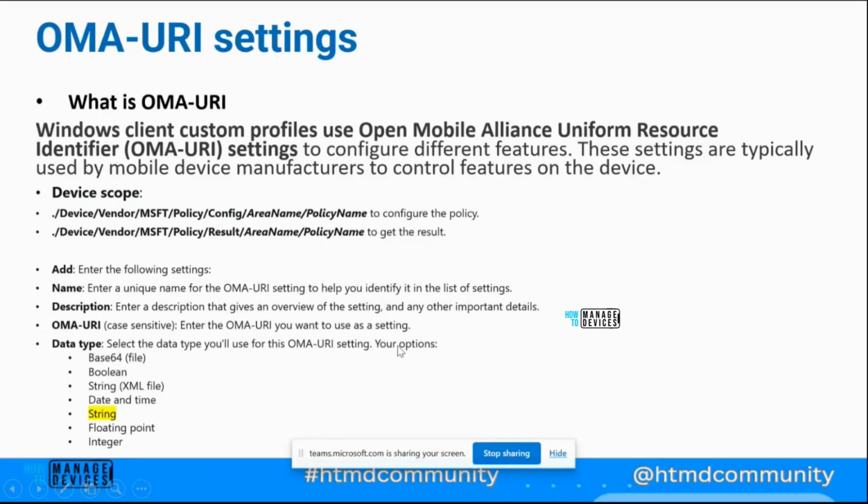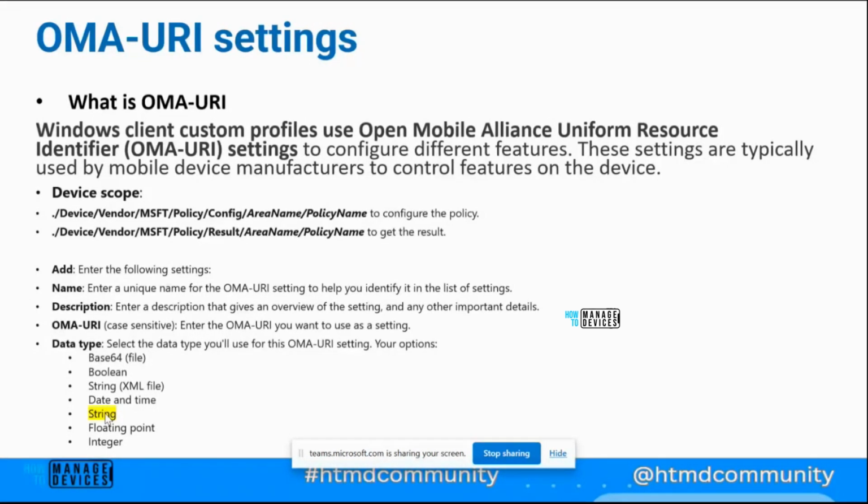And regarding the data type, we have lots of options available in the Intune portal: Base64 file, boolean, string, date and time, string, floating point and integer. So for this particular policy, I'm going to use string as the data type, and that's how we are going to set up a default association policy in today's example.